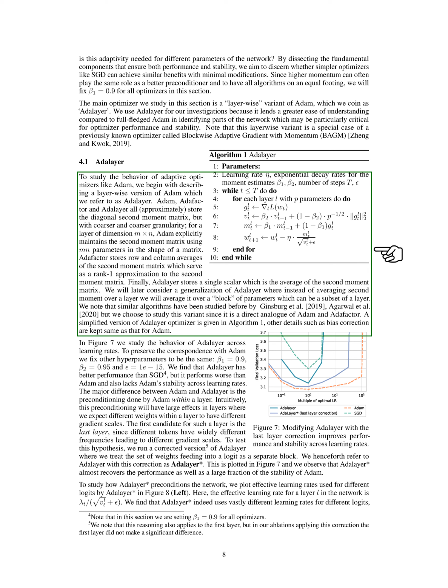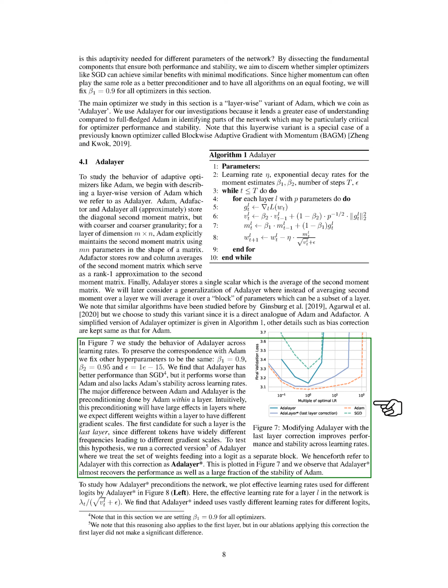By examining the performance of Adalayer across different learning rates, we observe that it outperforms SGD but falls short of Adam in terms of both performance and stability across various learning rates. The key distinction between Adam and Adalayer lies in the preconditioning carried out by Adam within a layer. This preconditioning is particularly impactful in layers where different weights exhibit varying gradient scales, such as the last layer in a model where tokens have different frequencies.